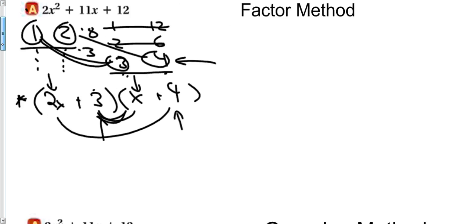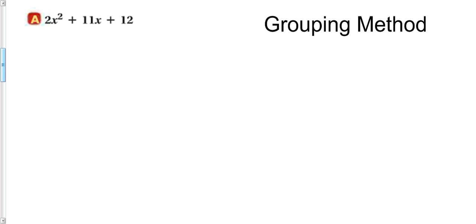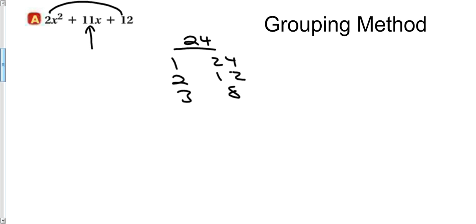Let's do the same problem over again. Let's try something called the grouping method. Okay? This method takes a different approach. In this method, my first step is to take the first term and the last term and multiply them together to give me 24. Okay? Now what I do is I list the factors of 24 that add, because this is a plus, that add up to the middle term, 11. So I want the factors of 24 that add up to 11. 1 and 24? No. 2 and 12? No. 3 times 8? Yes.